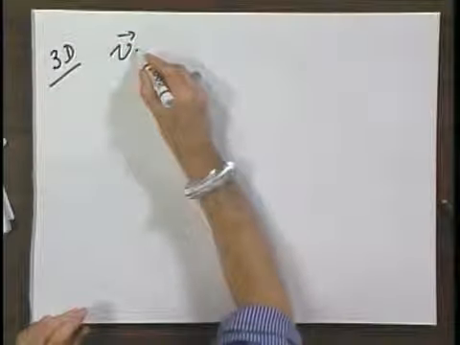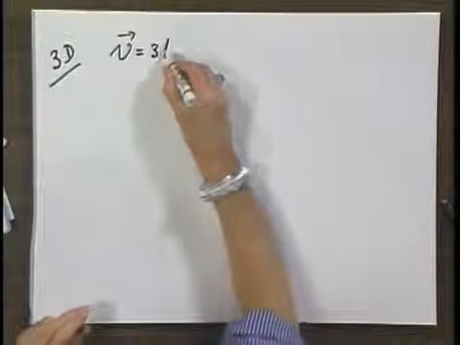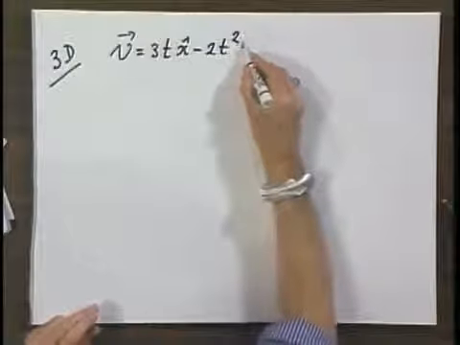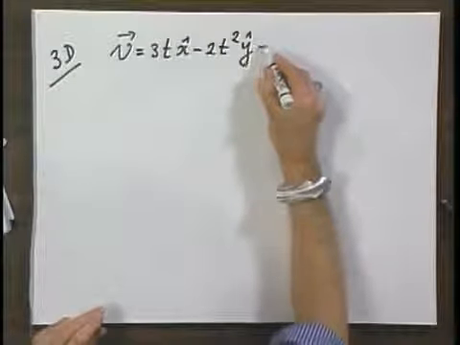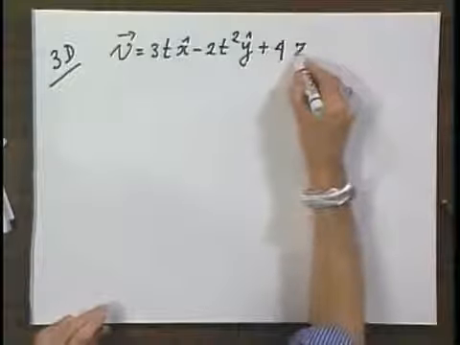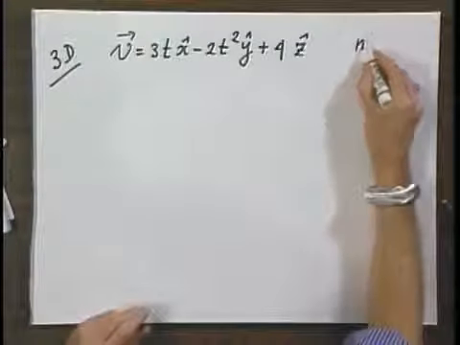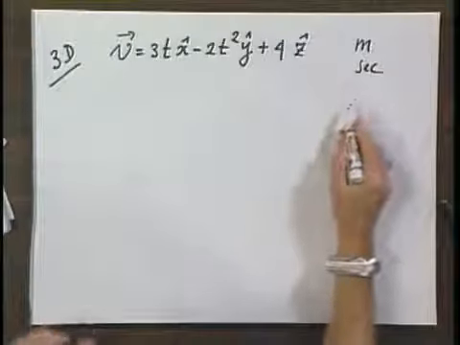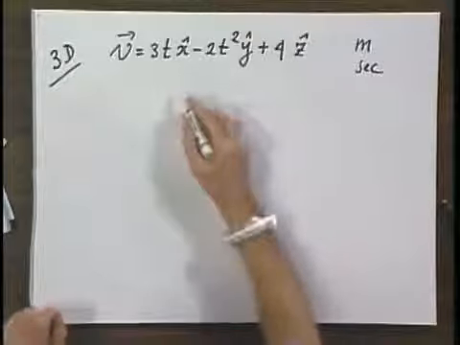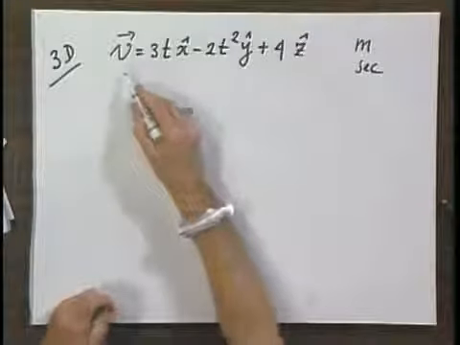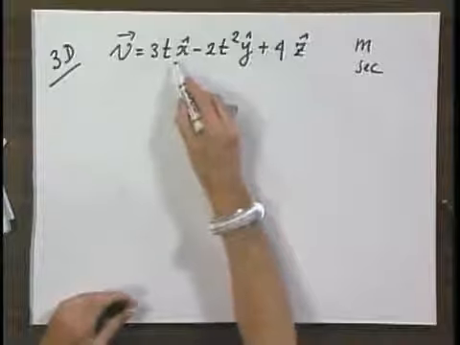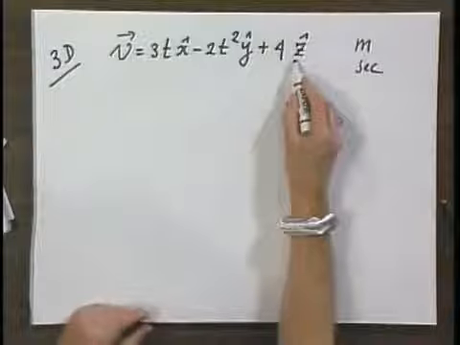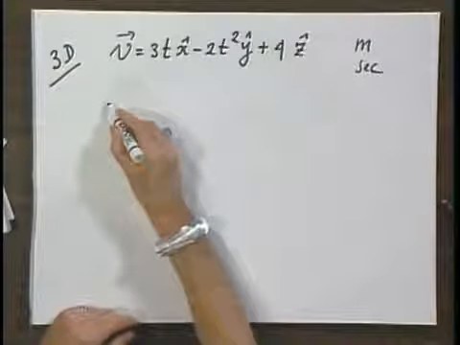Let the velocity vector be 3t x roof minus 2t squared y roof plus 4z, and distances are always in meters and times always in seconds. The components of the velocity in the x direction and in the y direction are time dependent, but this component in the z direction is not time dependent.